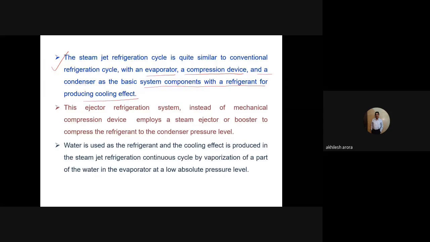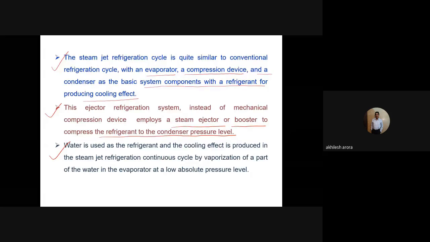Okay, the ejector refrigeration system, instead of mechanical compression device, employs a steam ejector or booster to compress the refrigerant to the condenser pressure level. Water is used as the refrigerant and the cooling effect is produced in the steam jet refrigeration continuous cycle by vaporization of a part of the water in the evaporator at a low absolute pressure level. This I will explain you when I will show you the diagram.